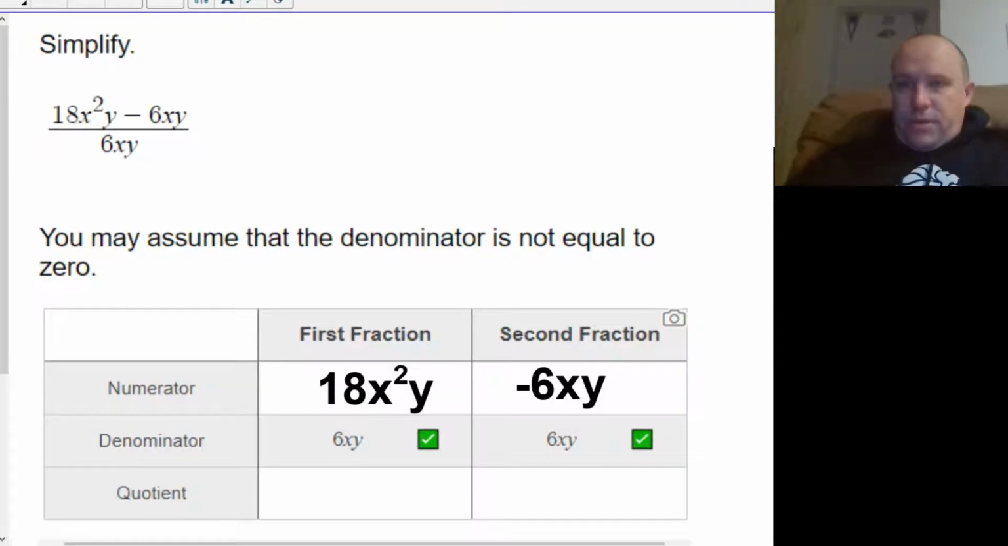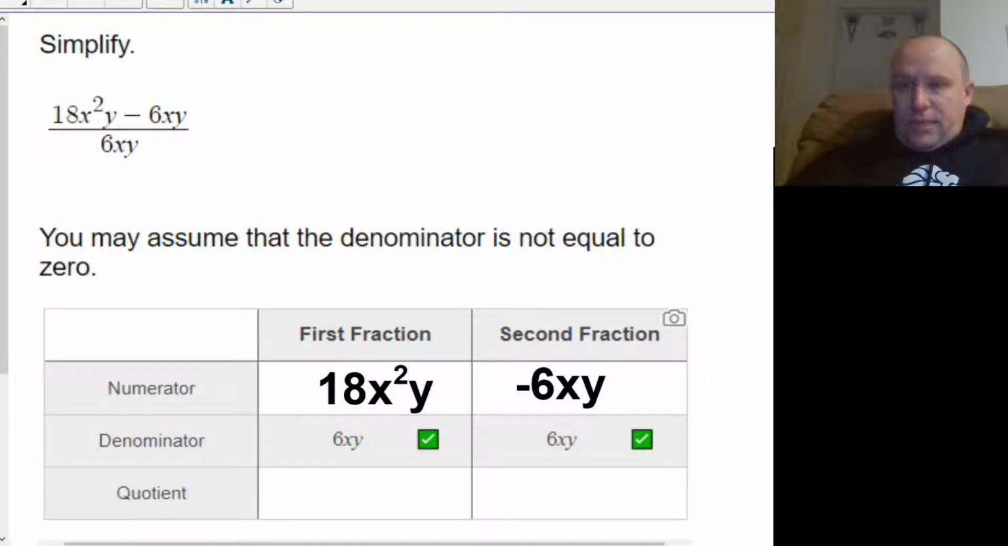So what we'd want to do is we'd want to split this up. We'd want to say it's this term divided by this term minus this term divided by this term. So this is what it's asking you to fill in here. Here's the first fraction, second fraction. Numerator is the top part of the fraction. Denominator is the bottom part of the fraction.